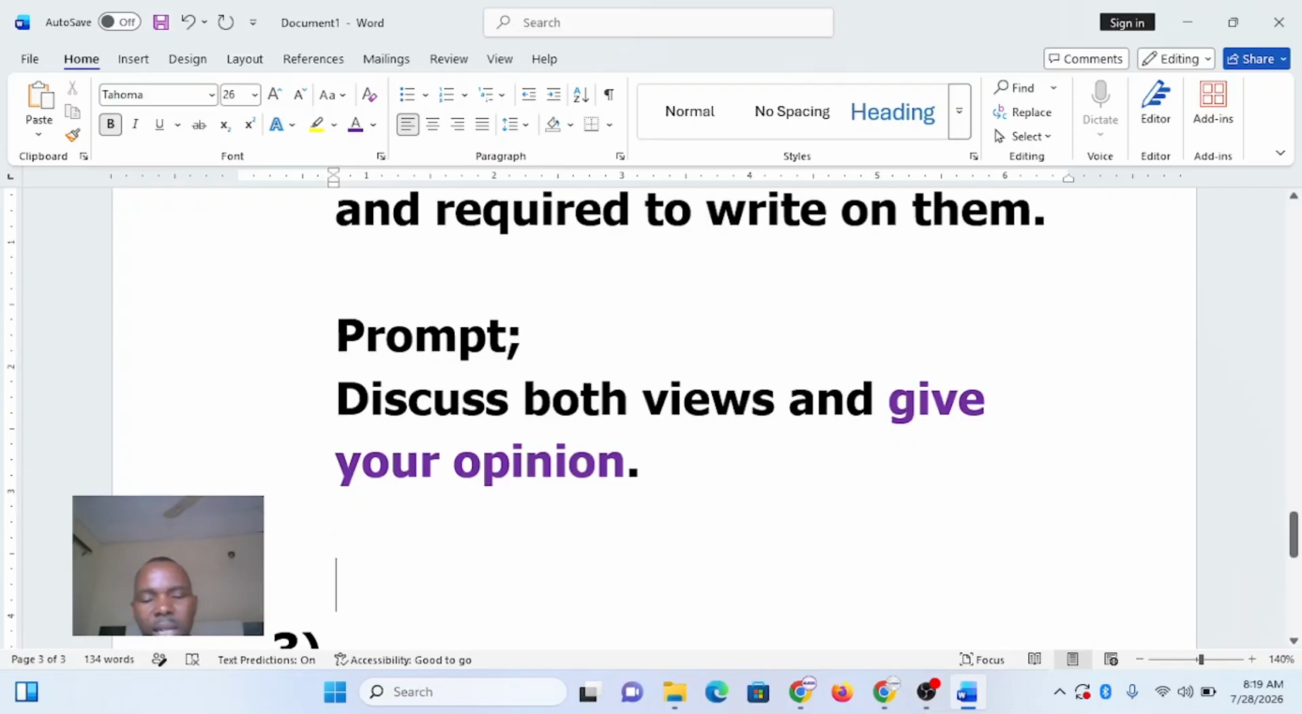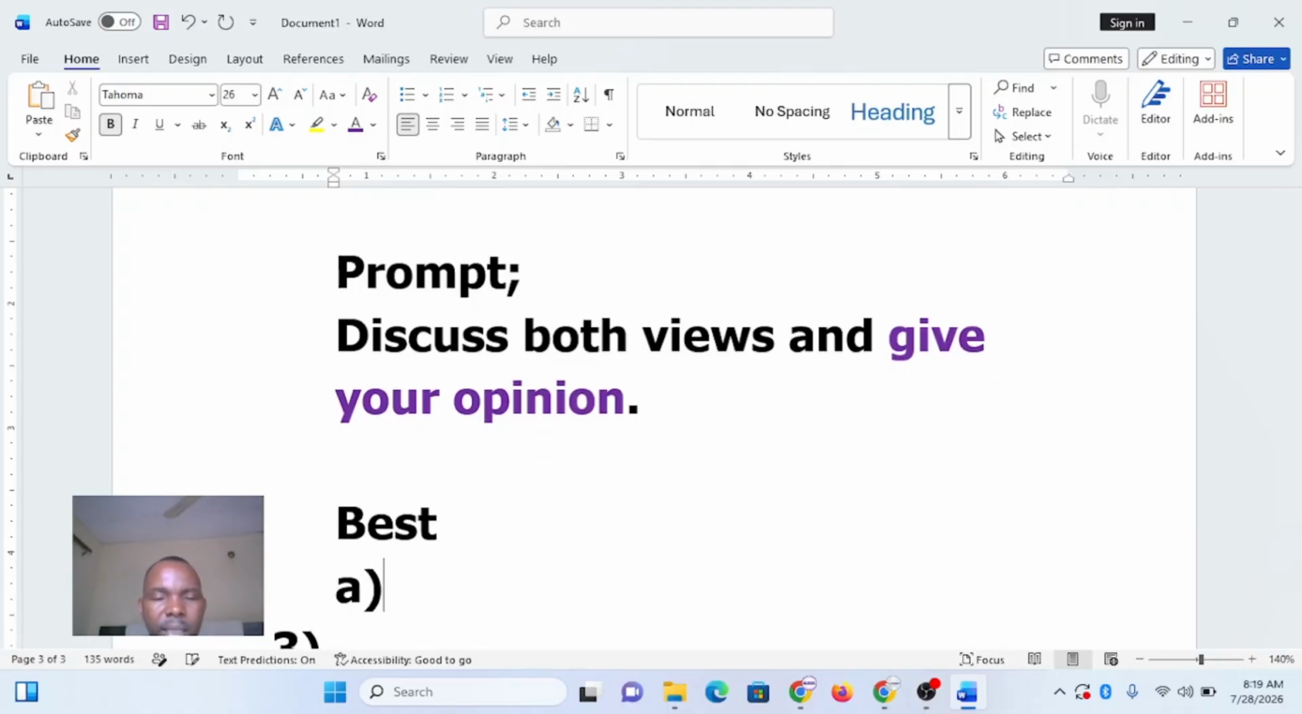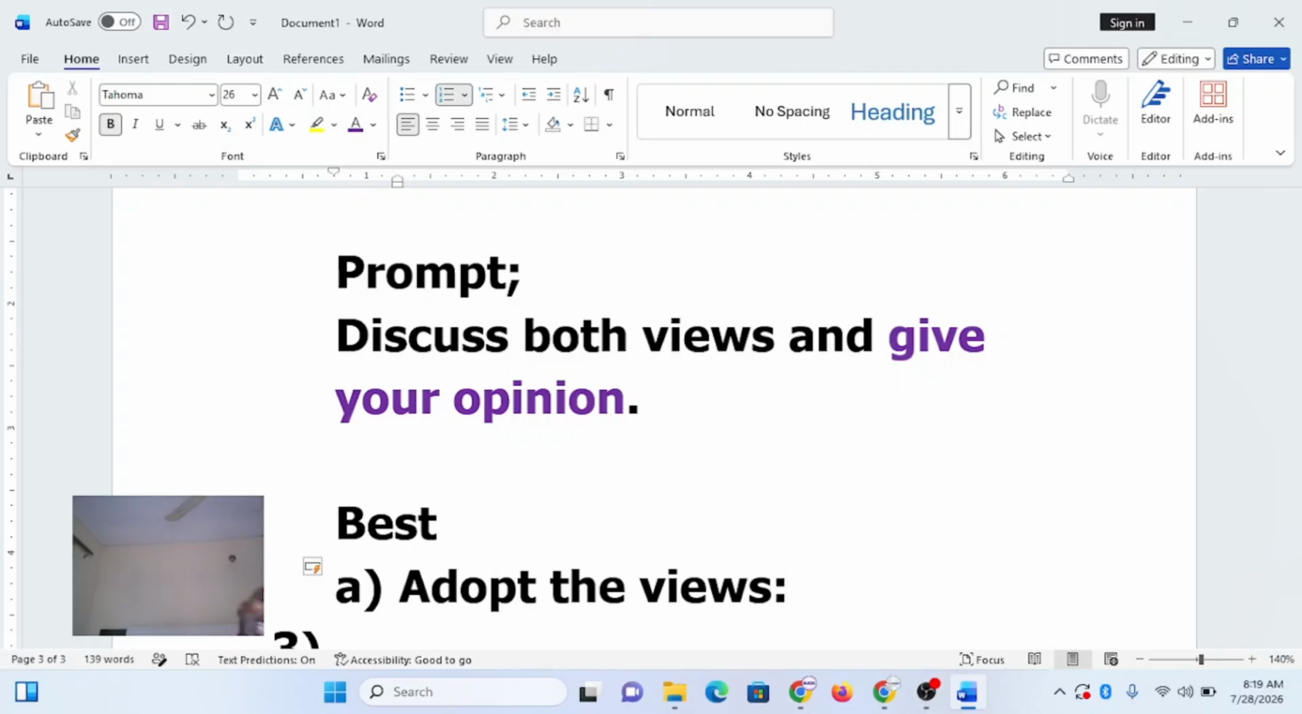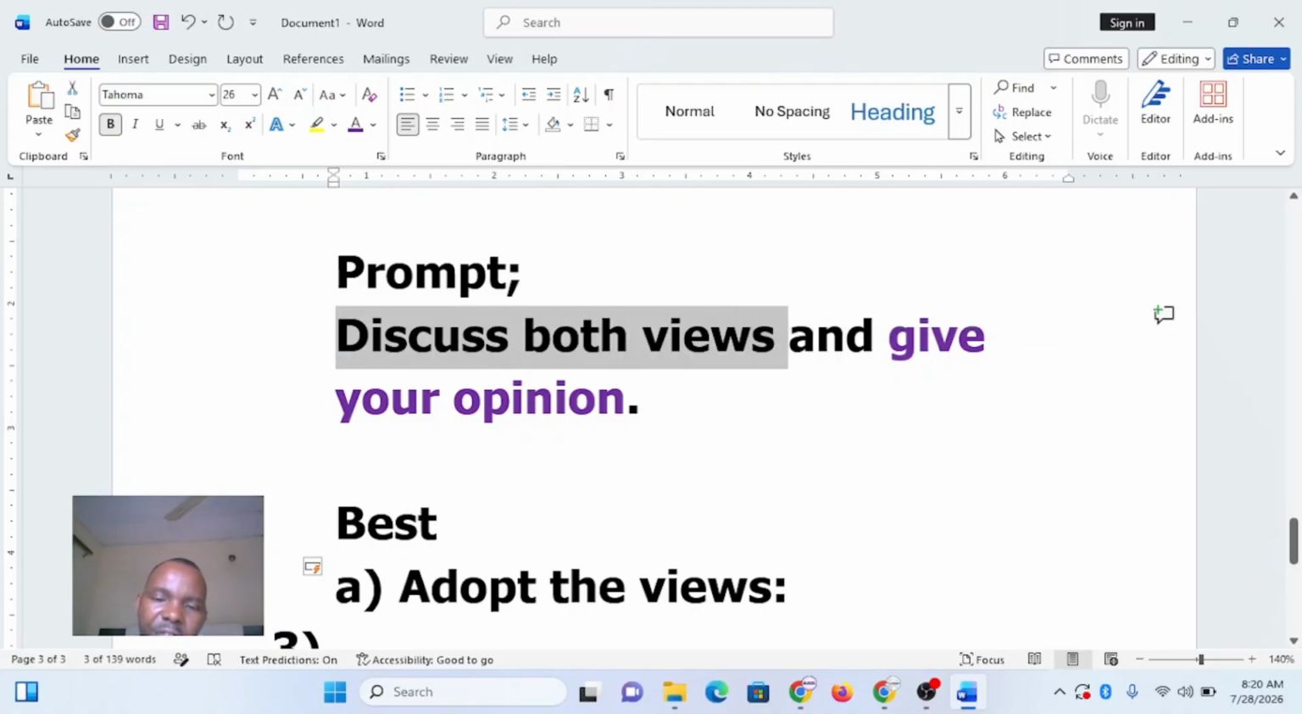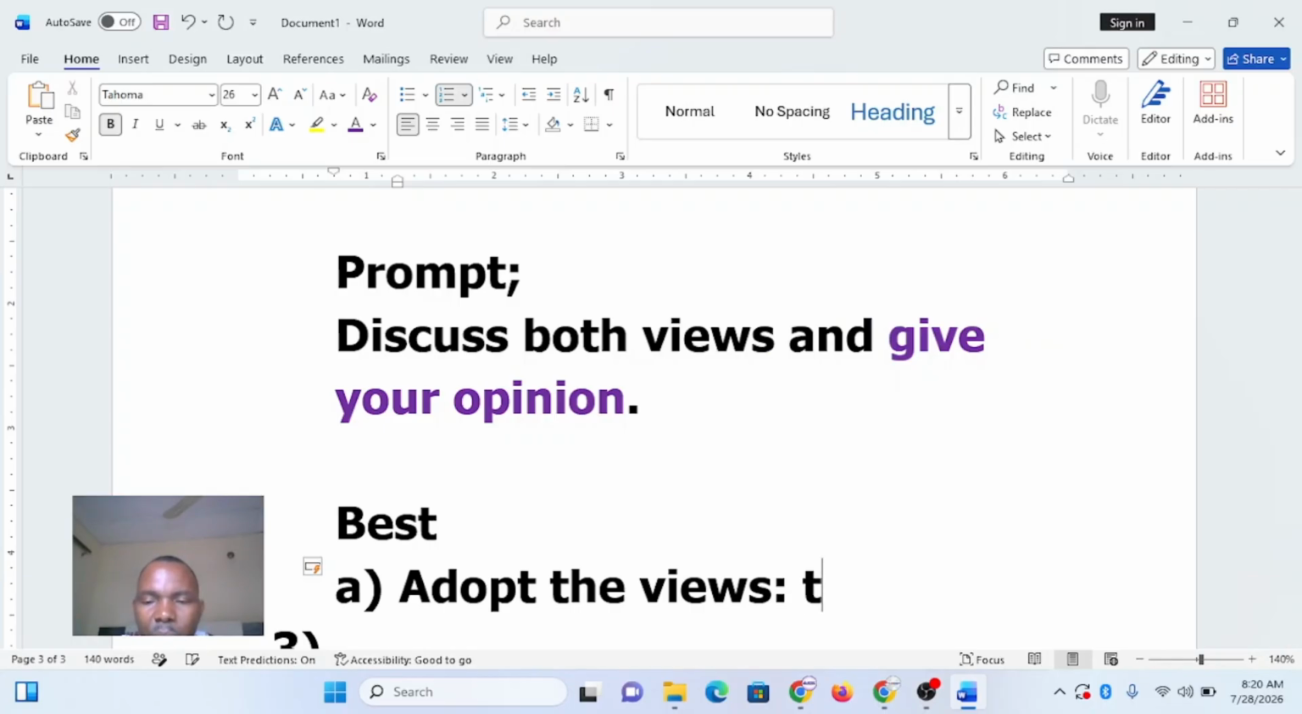The best way to write on these views, number one, is to first adopt the views. When somebody adopts a child, the person is not the biological mother, but he adopts the child, and now sees the child as his child. So it's no more seeing the child as a stranger. You are not the one that wrote the views, but since you are asked to write on them, the first thing is you adopt it. You take the view as your own.